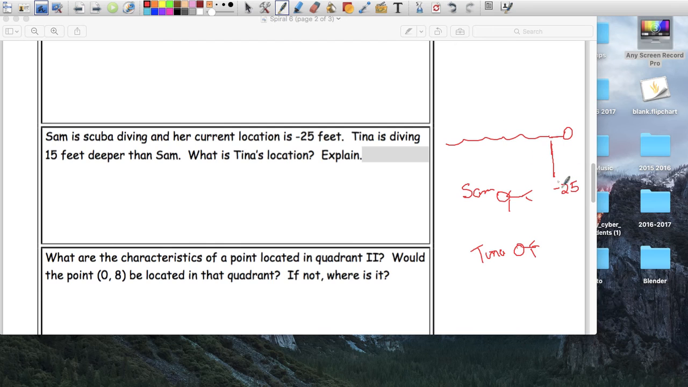Well, negative 25. We're going to add 15 to that. Negative 25, negative 26, negative 27, negative 28, negative 29, all the way if we go 15. Okay, so we can just do 25 plus 15, and that gives us 40. She'll be at negative 40. So negative 25 plus negative 15 equals negative 40. So how far is Tina? All the way down at negative 40.